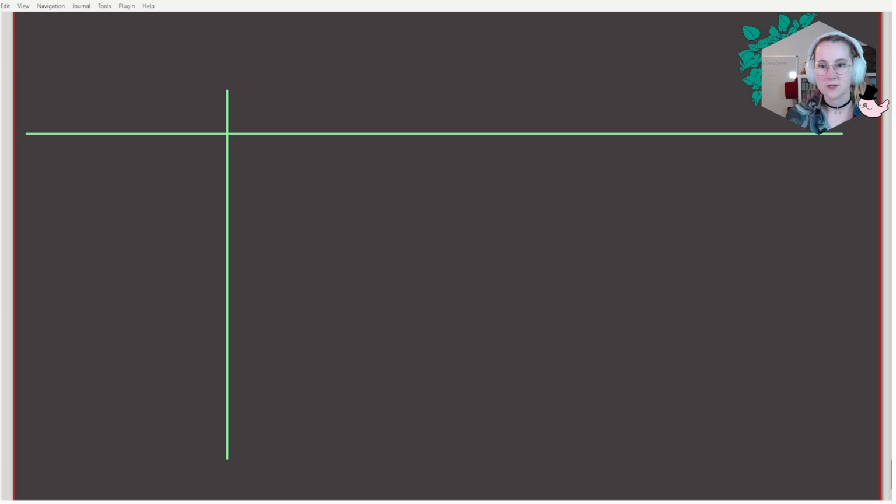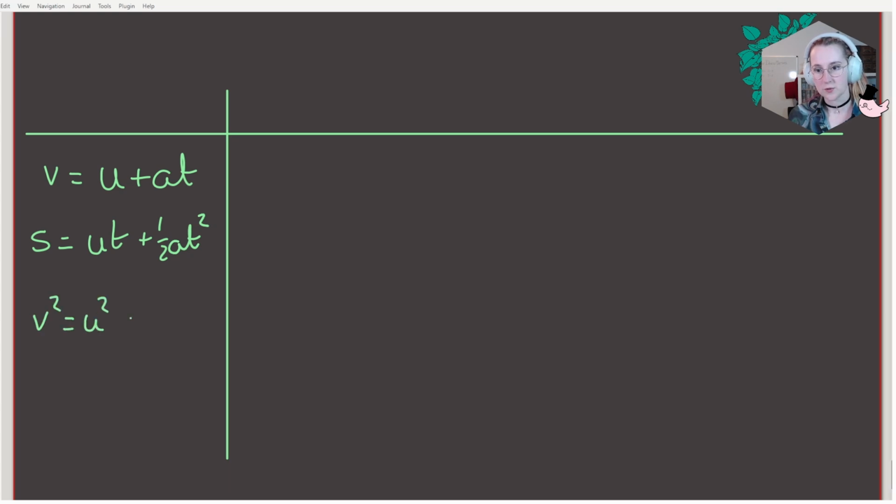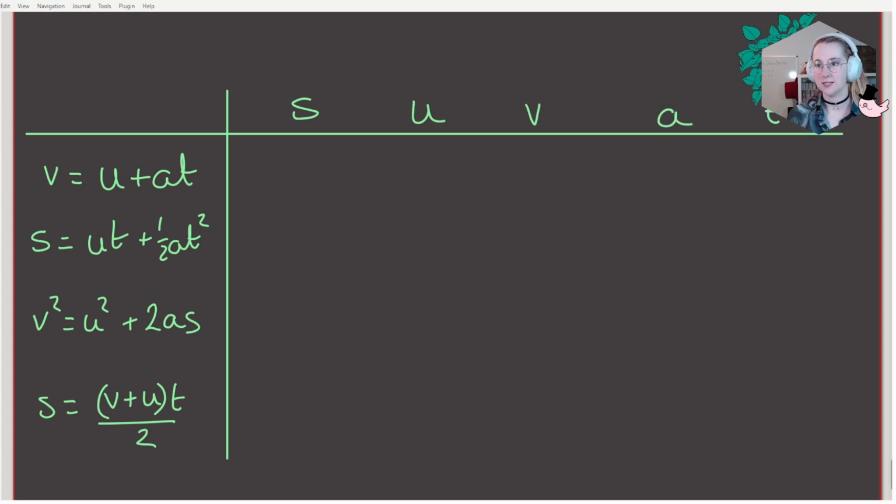if we write down our equations, we get v = u + at. s = ut + half at squared. v squared = u squared + 2as. Then finally, s = (u + v) times t over 2. Then let's do this in an order that makes sense: S, T, A. Okay, so this one doesn't have an S, but does have all of those.